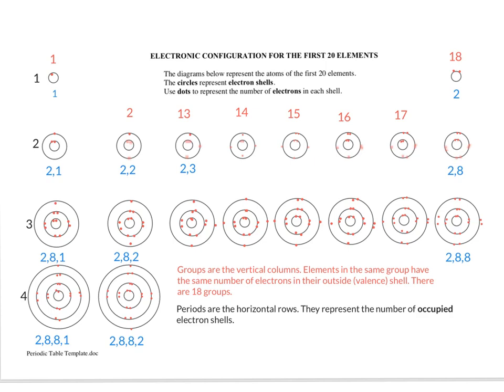Although there are only 18 groups of the periodic table, there are 7 periods, but for middle school purposes we only look at the first 4.